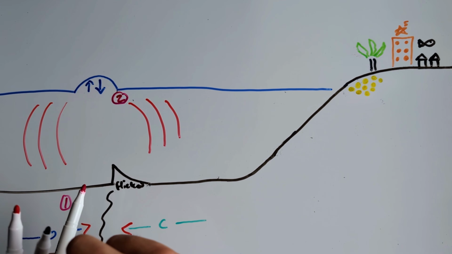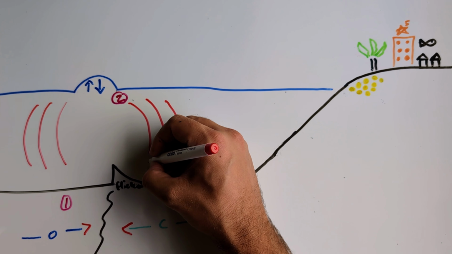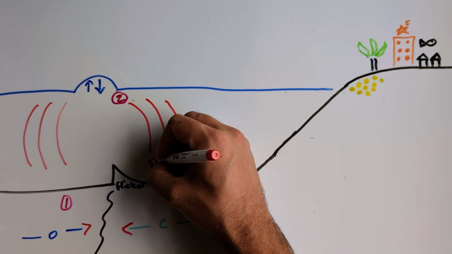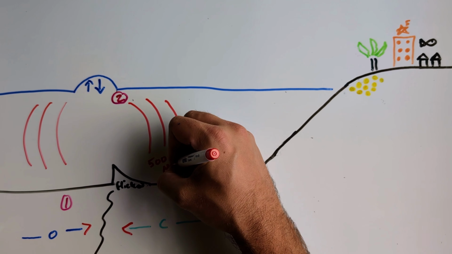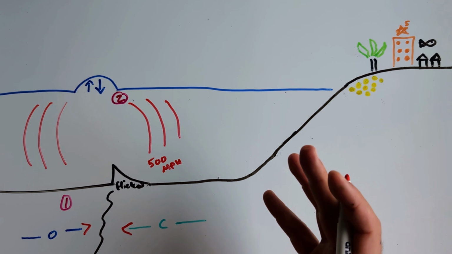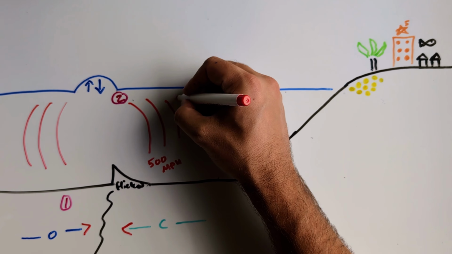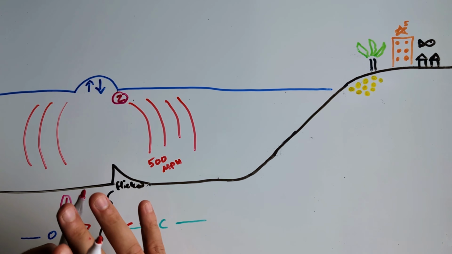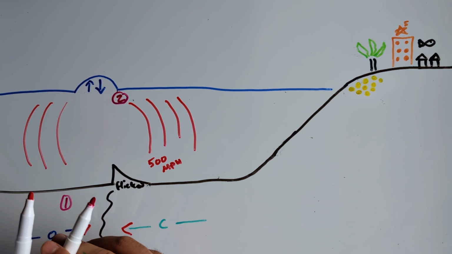As it travels, you need to know that it's the energy moving through the water, not the water moving at 500 miles per hour. It's a common misconception with tsunamis that the waves are moving at 500 miles an hour. It's actually the energy moving through the waves, that seismic energy.